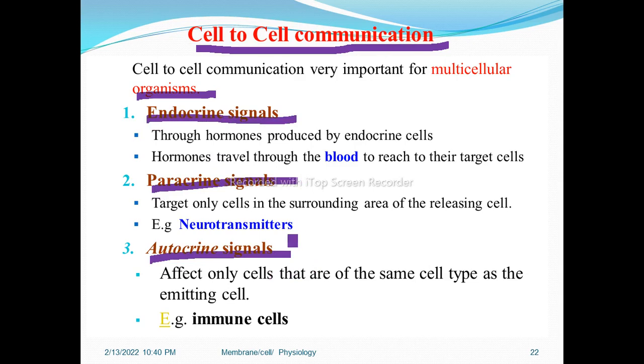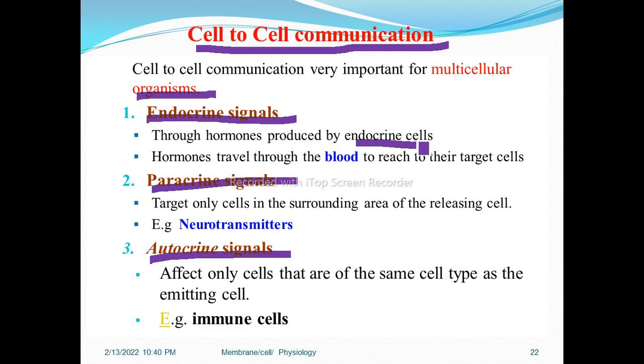Also there are other types of signals, known as juxtacrine signals. Juxtacrine signals are a combination of paracrine and autocrine signals. Endocrine signals are done through hormones produced by endocrine cells.